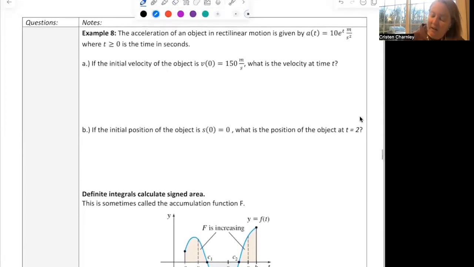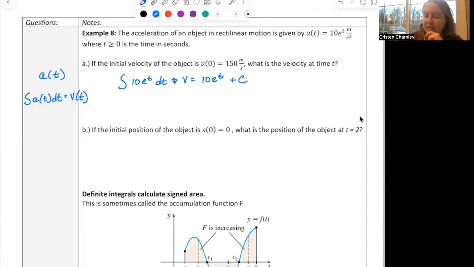So if we have acceleration, how do I get to velocity? Well, if you integrate acceleration, that's the same thing as velocity. So we are going to integrate 10e to the t dt. I don't have boundaries. This one's going to be an indefinite integral. So this is 10e to the t plus c. And I should say that this is equal to velocity. So velocity is 10e to the t plus c.